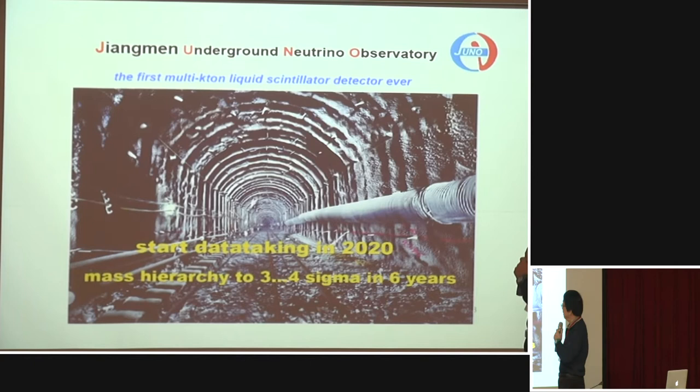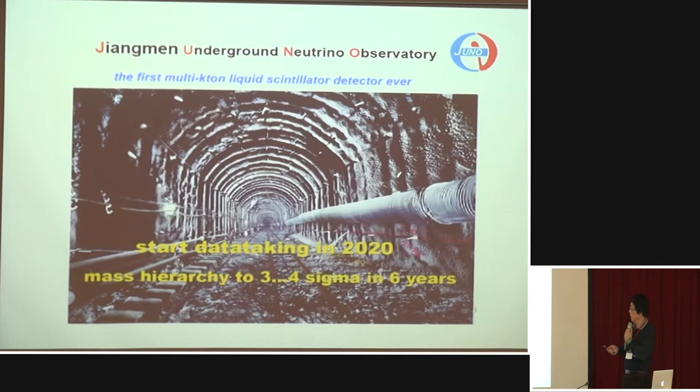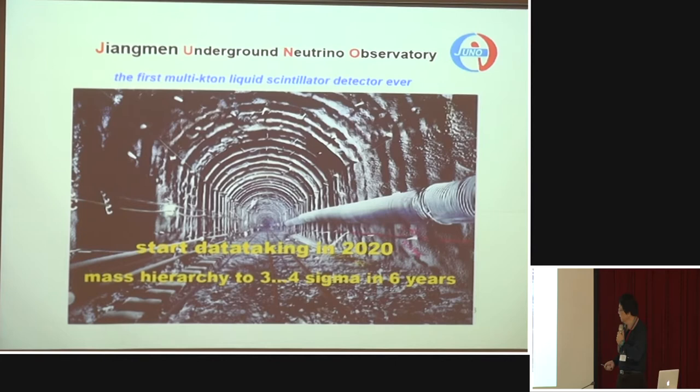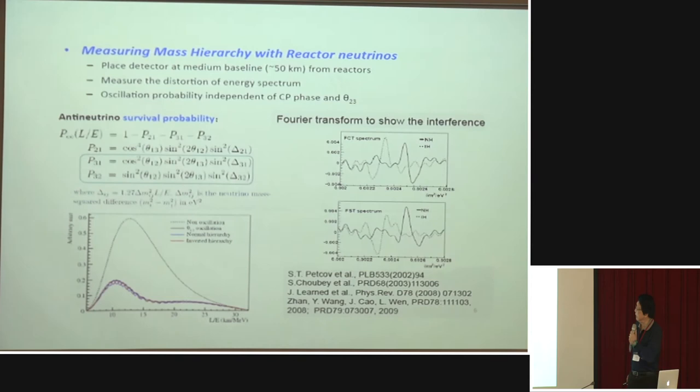So I'll go to the new experiment, JUNO. The Jiangmen Underground Neutrino Observatory will be much bigger than the Daya Bay detectors. It will just use liquid scintillator, and it's multi-kiloton. And this is the view of the civil construction, maybe about a year ago. We would like to start data taking sometime after 2020, and it takes about 6 years to really address the mass hierarchy to the 3 or 4 sigma level.